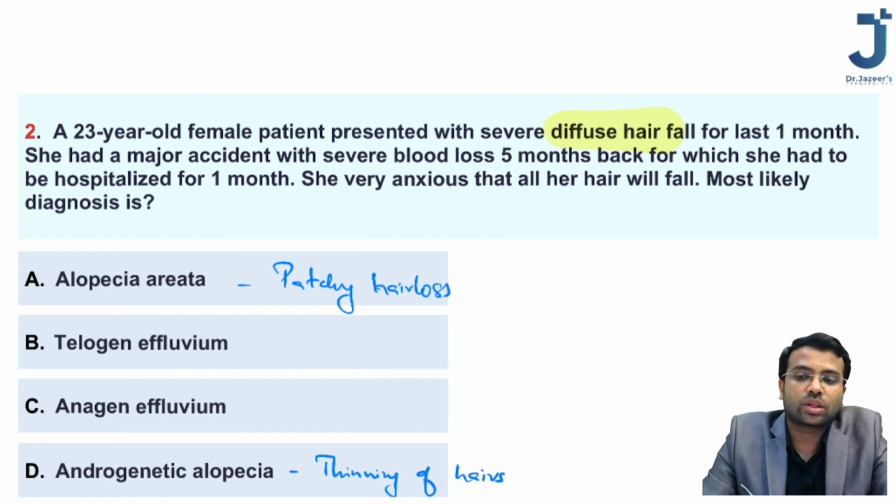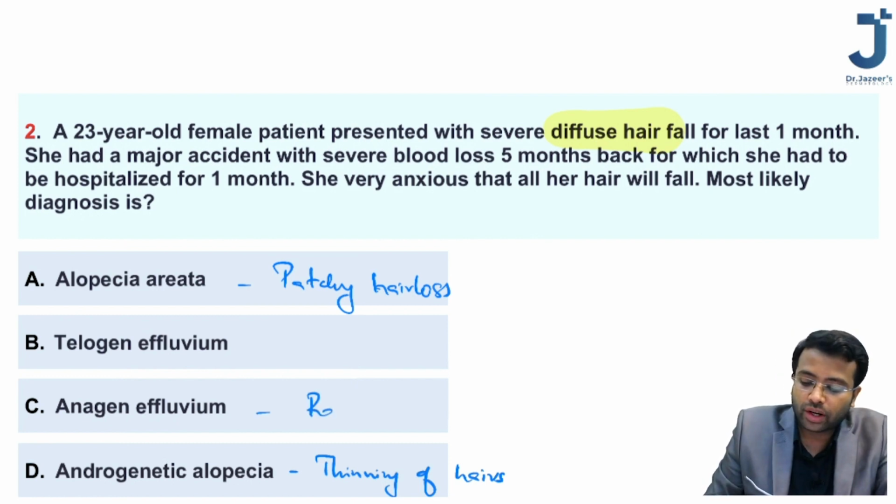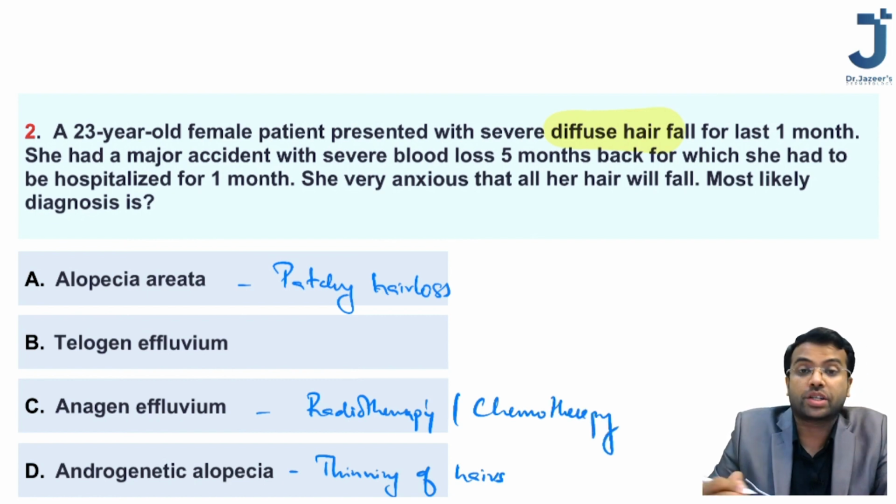So the next two options to be ruled out are telogen effluvium and anagen effluvium. In anagen effluvium, what do you find? You usually see anagen effluvium in cases of radiotherapy or chemotherapy, which is definitely not mentioned in the question.